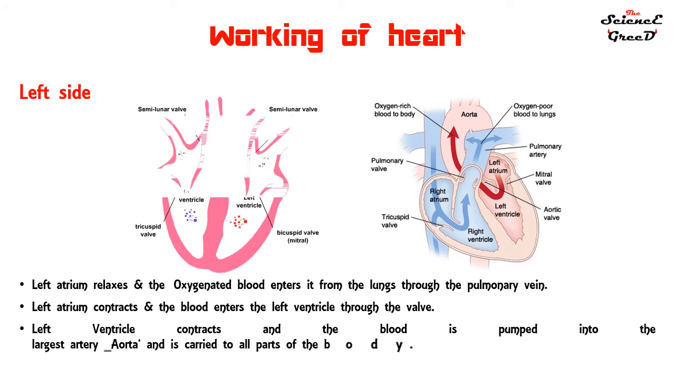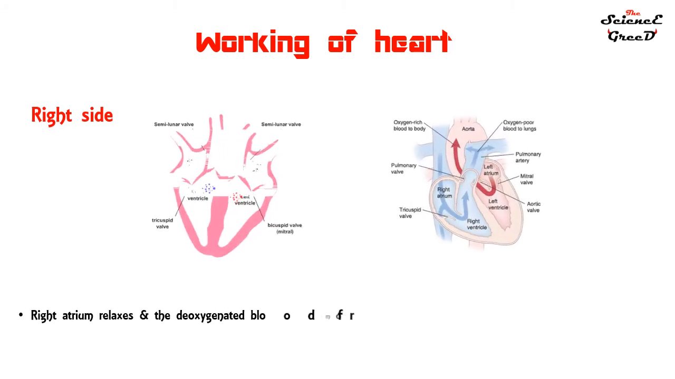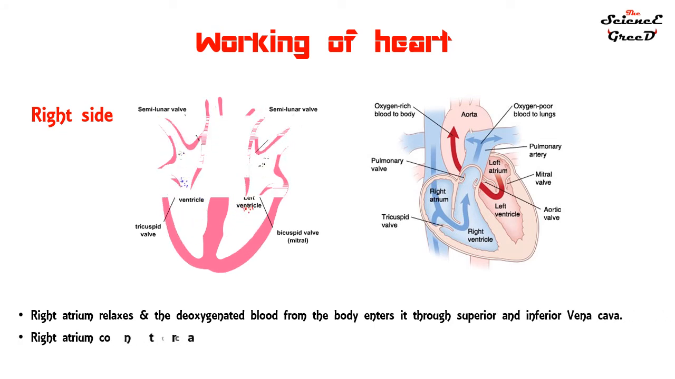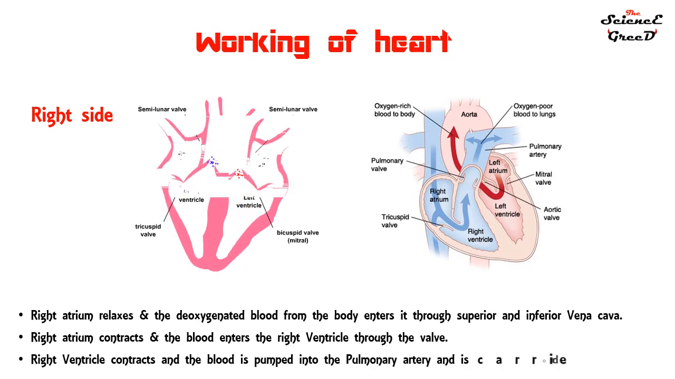Right side. The right atrium relaxes and the deoxygenated blood from the body enters it through the superior and inferior vena cava. The right atrium contracts and the blood enters the right ventricle through the valve. The right ventricle contracts and the blood is pumped into the pulmonary artery and is carried to the lungs.